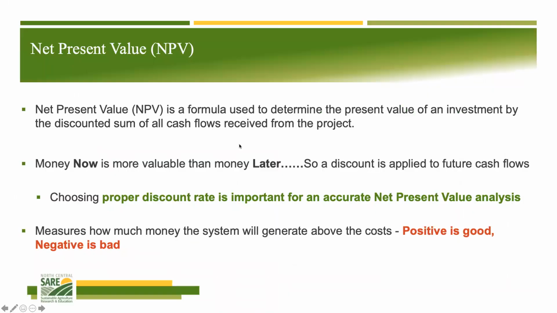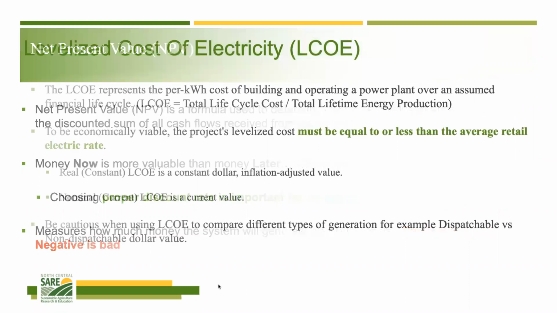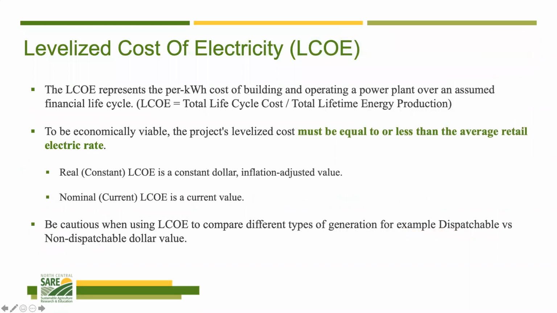So in summary, net present value is my preferred metric as we look at these. Money now is more valuable than the money that we have to wait on, so we do need to recognize that and apply a discount. Positive good, negative's bad. The final metric that we haven't talked about to this point is levelized cost of energy.